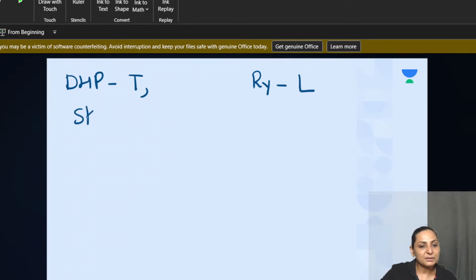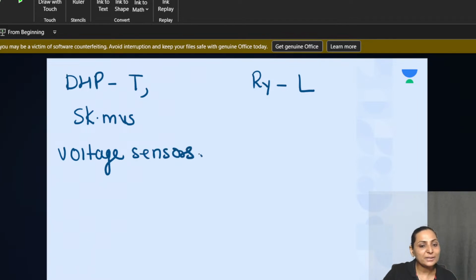In the case of the skeletal muscles, these DHP receptors are only voltage sensors. They are not releasing calcium. They are only voltage sensors.